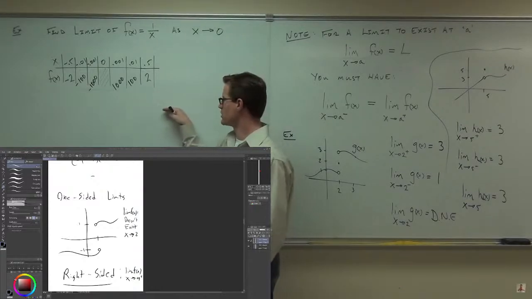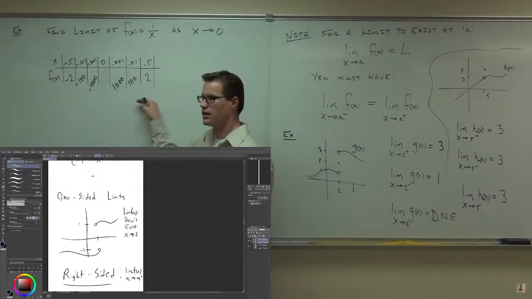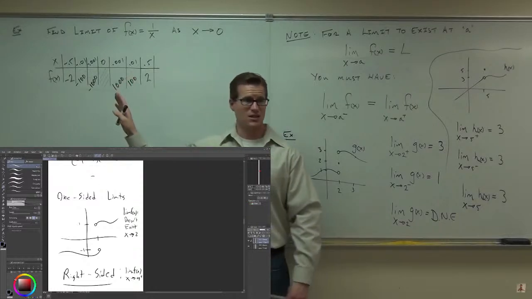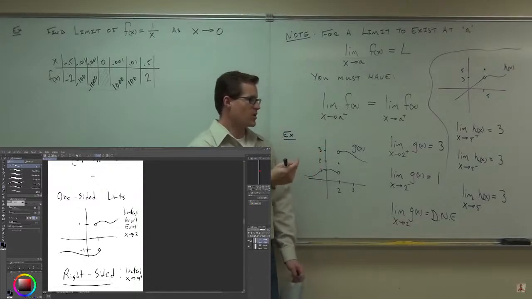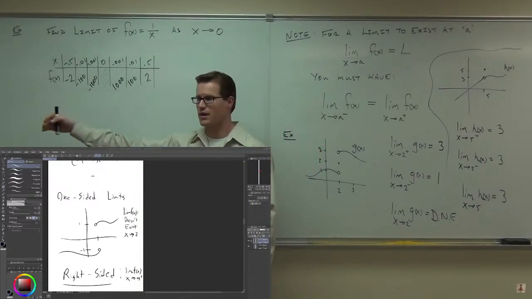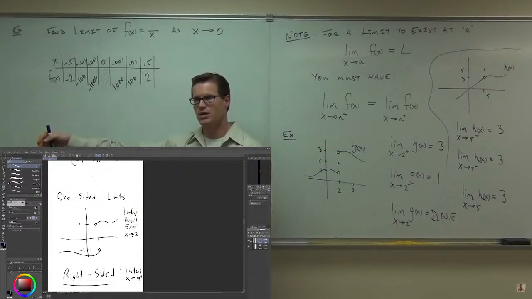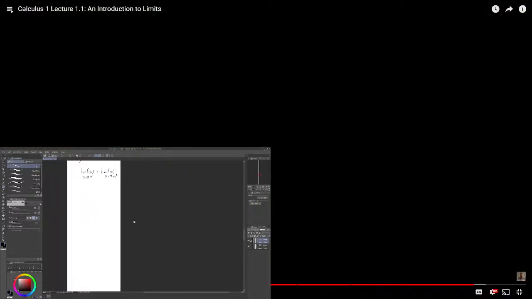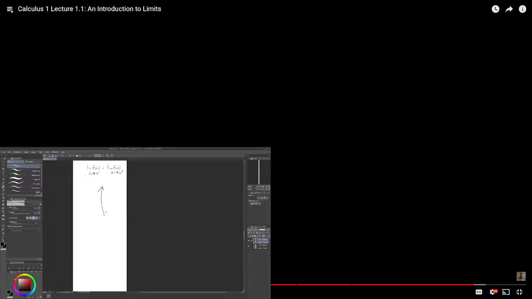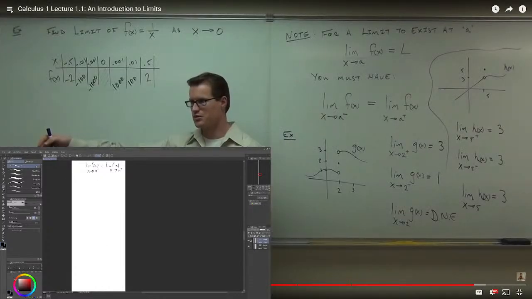In fact, as we're going from the right, where would you say this is going? Because if you draw the picture, it's going like that. It's going to infinity. If you divide by smaller and smaller numbers approaching 0, you're going to get really, really huge. And you can keep getting smaller and smaller still.